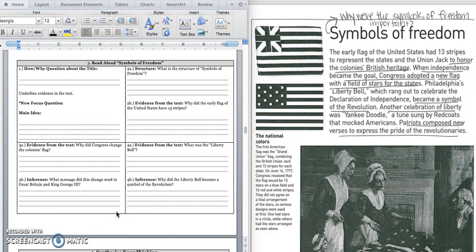So in box 3B, we would write, removing the Union Jack from the colonist flag notified Great Britain that the colonies no longer felt attached to their British heritage. Press pause to write down your answer and play when you're ready for box 4.